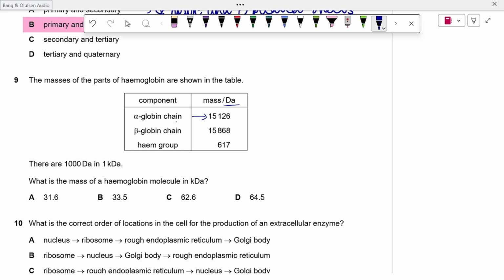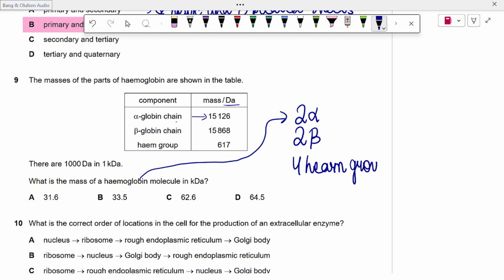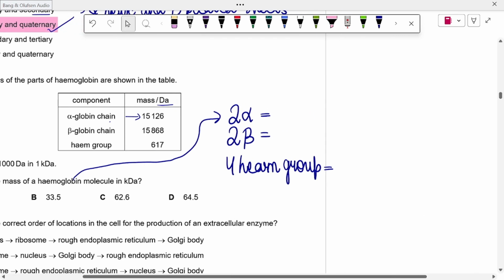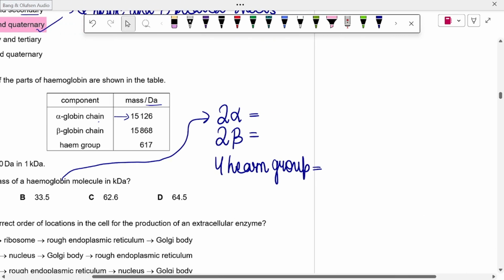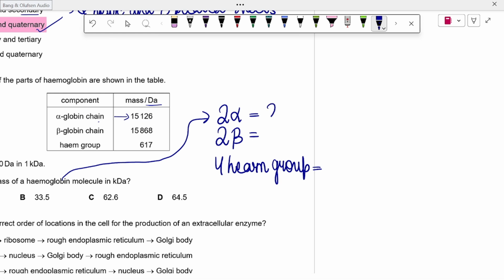To solve this question, you should know the structure of your hemoglobin molecule. How does it look? It has two alpha globin chains, two beta globin chains, and four heme groups. Four heme groups. You don't have to do anything else, you just have to multiply these values and then calculate the sum. So one alpha globin chain's mass is 15126 multiplied by 2. The mass will come out to be 3256 Dalton. Same for a beta globin chain. There are 2, so multiply by 2.